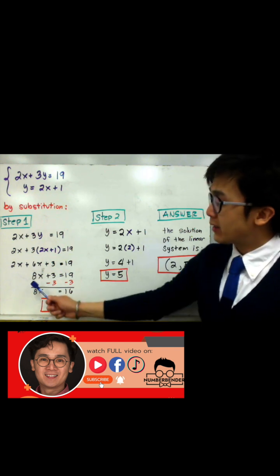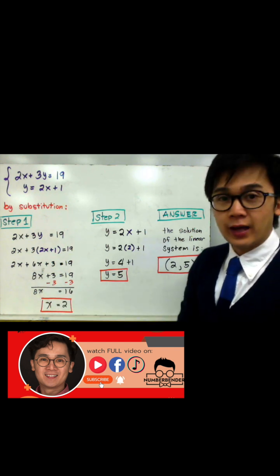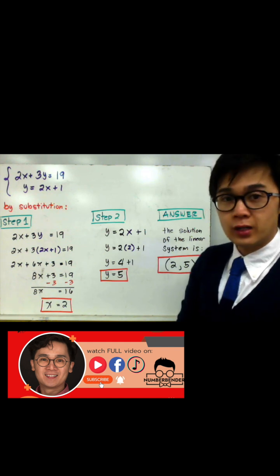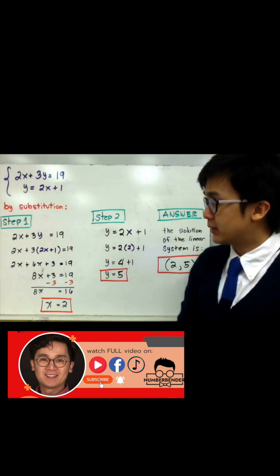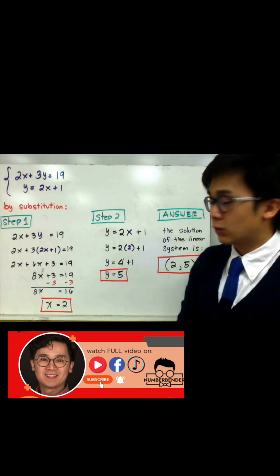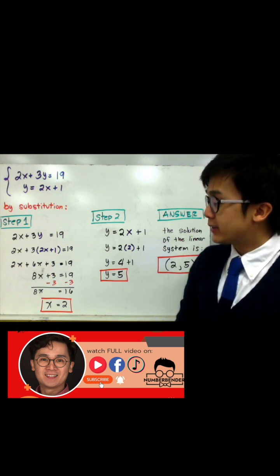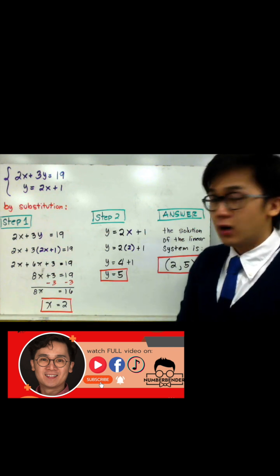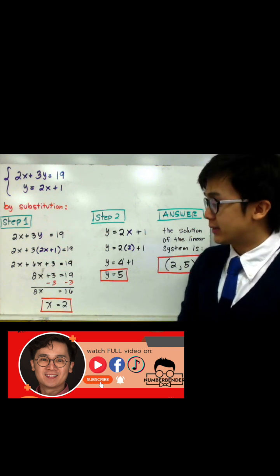Now, we can see that we can just solve for the value of x using our basic algebra skills. So we subtract 3 on both sides, so we can have x by itself, leaving us with 8x = 16. And by dividing both sides by 8, x is now equal to 2. And we have found the first coordinate of our linear system, which is x = 2.